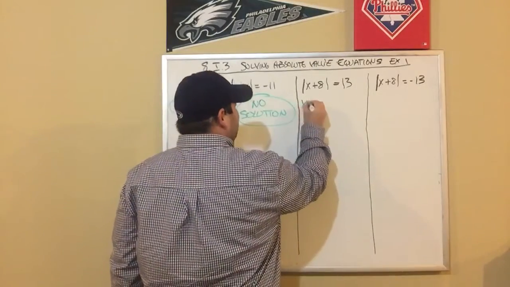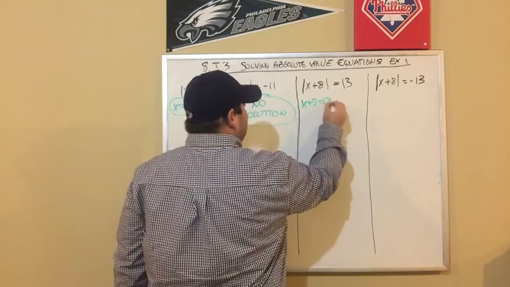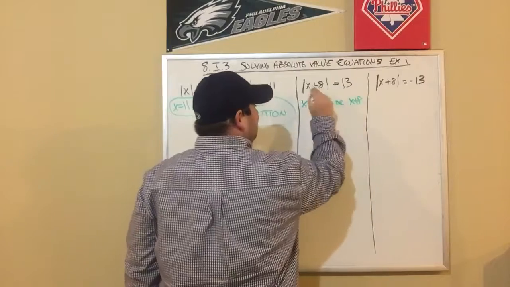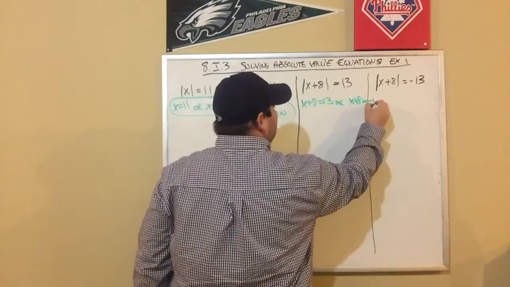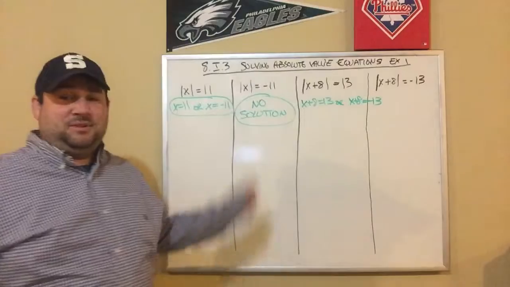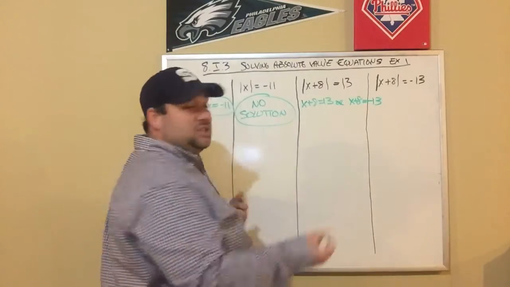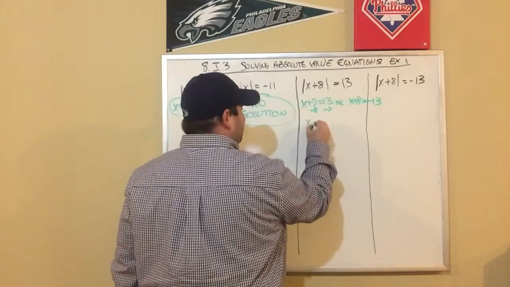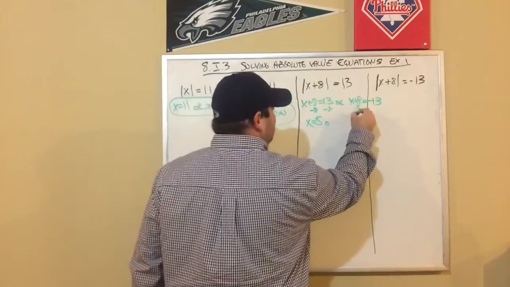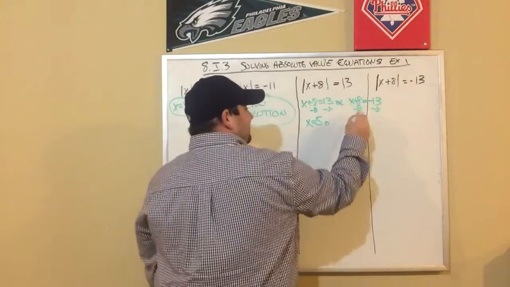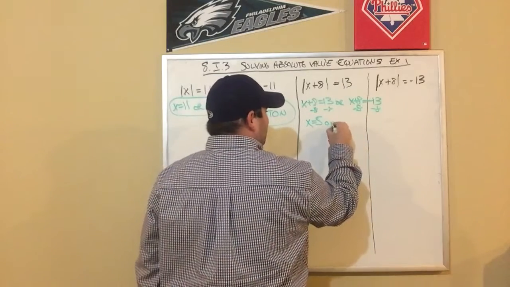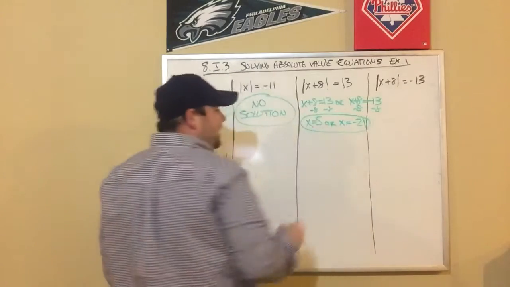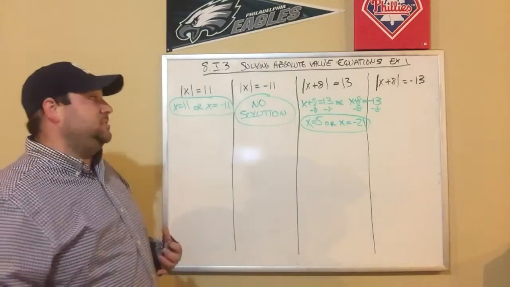Your first equation is x plus 8 equals 13, and then I'll write or. And my second equation, again, I take what's inside the absolute value, but I make it equal negative 13. I'm going over my line there. So then I just solve both of these equations. So I subtract 8. 13 minus 8 is 5, so I get x equals 5. Over here I subtract 8. And negative 13 minus 8 is negative 21. So I get x equals negative 21. And that's my answer. I've got x equals 5 or x equals negative 21.